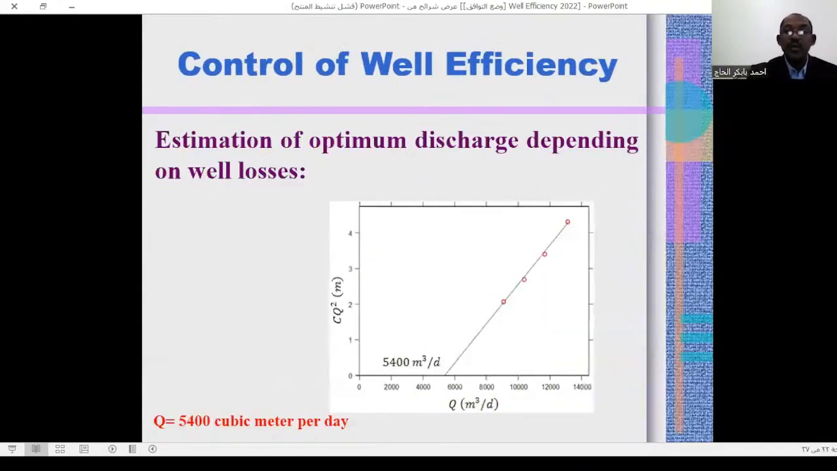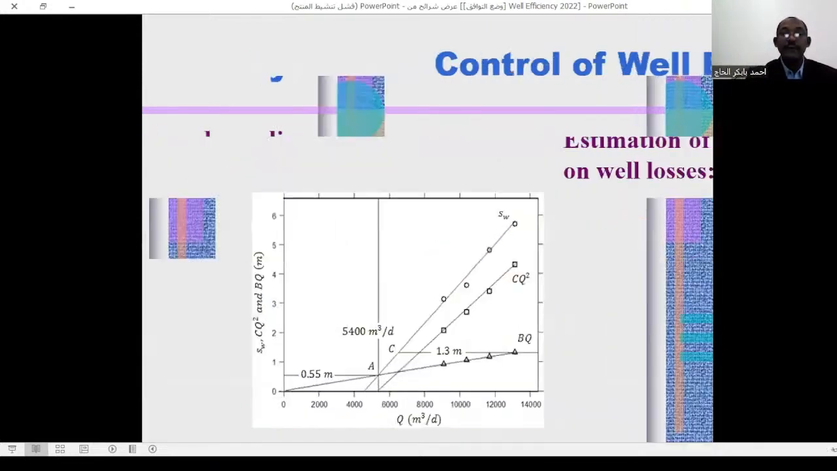Lastly, how to estimate the optimum discharge depending mainly on the well loss. In this method, plot the well losses vertically against the quantity, on millimetric paper. At this point, the optimum discharge equals 5,400 cubic meter per day.